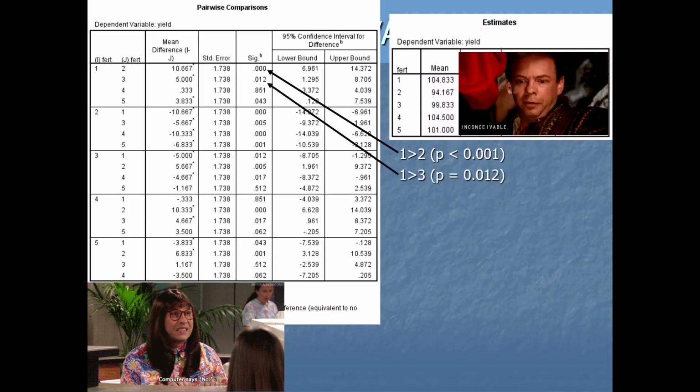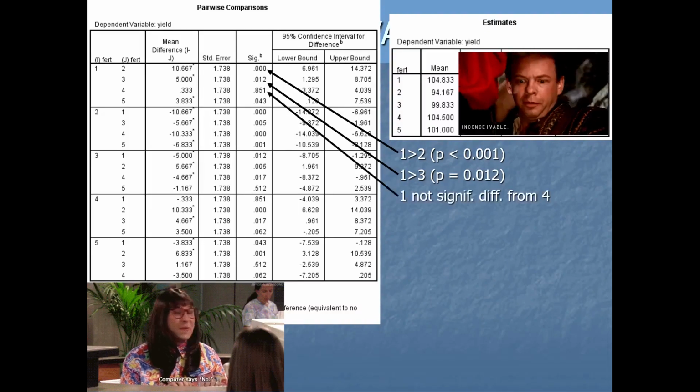Then we can just go to the next row down. The next row down, we're comparing fertilizer 1 now to fertilizer 3. And we see, on average, its yield was 5 higher when you're using fertilizer 1. But is that difference statistically significant? So we go over, and the p-value of that comparison test is 0.012, which is below our usual p-value cutoff of 0.05. So yes, this one is also statistically significant. Fertilizer 1 gives significantly more yield than fertilizers 2 or 3.